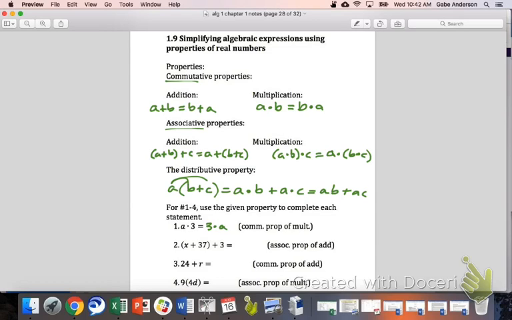All right, associative property of addition for number 2, that just means the parentheses get to move to something different. So I would write something like this, x plus parentheses 37 plus 3. It might make a lot of sense to group the 37 and the 3 and add those first. Number 3, the commutative property of addition. Again, commute just means to change location. So I would switch the location of the R and the 24 and get something like that.